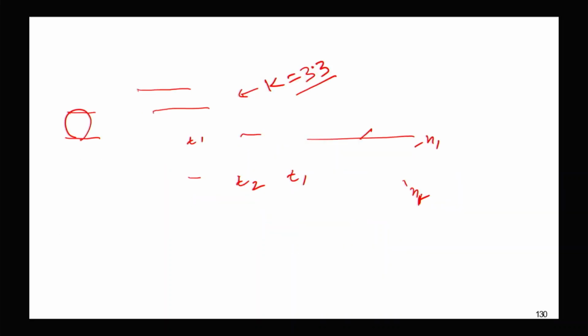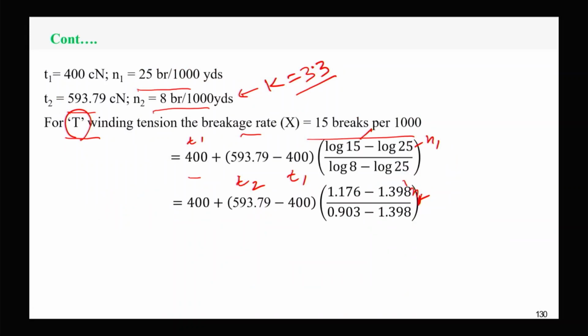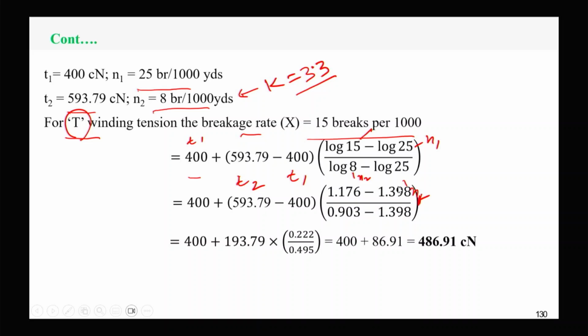So log X, and this is N2. We have seen this is N2, and by solving this equation, we get the tension required to have 15 breaks per 1000 yard, 486.91 centinewton.